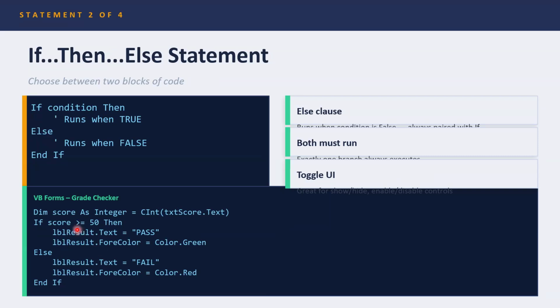Let's look here again. Dim score As Integer equal to CInt(txtScore.Text). So whatever the score of the person is, we make sure the score is an integer and put it in the integer value called score. Now, if score is greater than 50, then we say the student has passed. If the score is less than 50, we say the student has failed, and change the color of how the work looks.